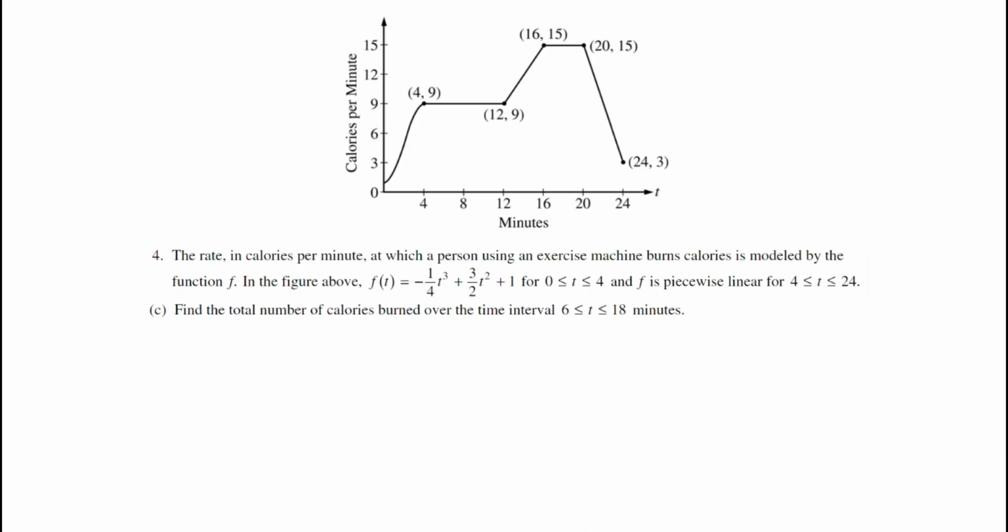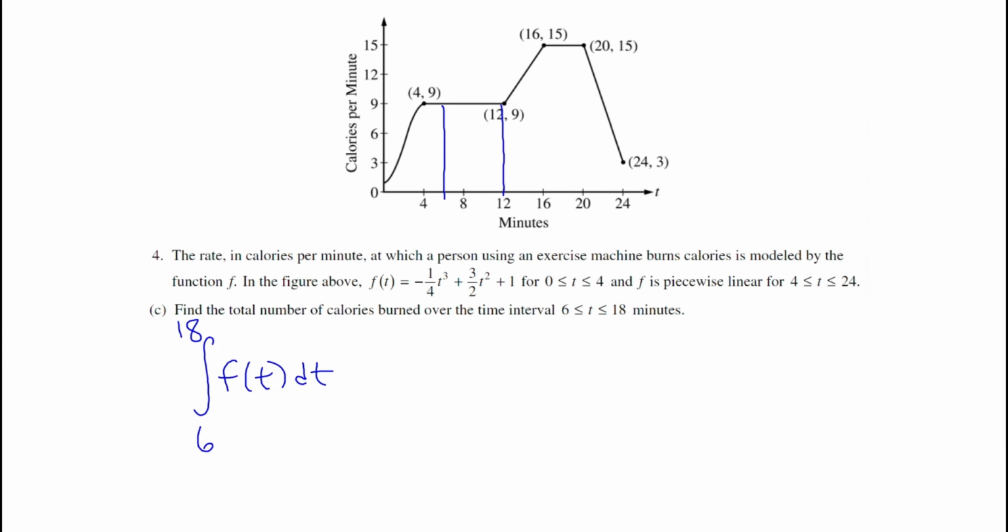In part C, we want to find the total number of calories burned over the time interval 6 to 18. In order to find that, if we have the rate, all we need to do is integrate the rate. So we're going to integrate f of t dt from 6 to 18. And that's part of our piecewise linear portion of it. So we can just use some geometry here to figure out what these areas are.